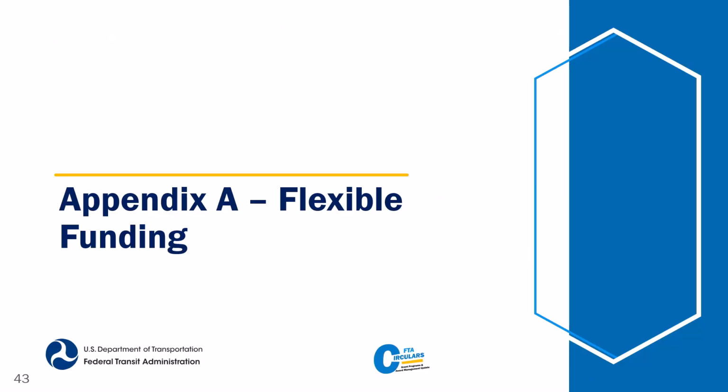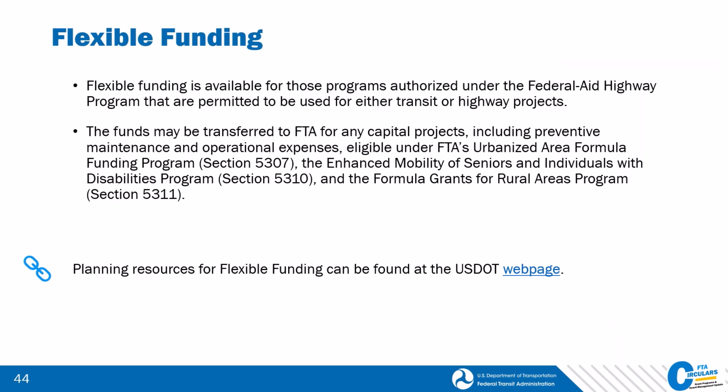Our final section is another short one that has to do with flexible funding, which can be found in Appendix A of Circular 9040 version 1.8. Flexible funding is available for those programs authorized under the Federal Aid Highway Program that are permitted to be used for either transit or highway projects.